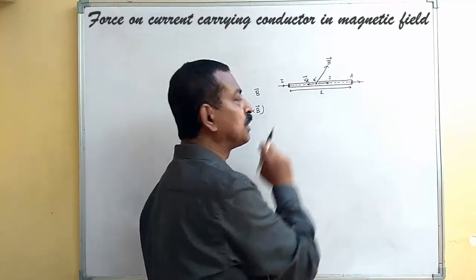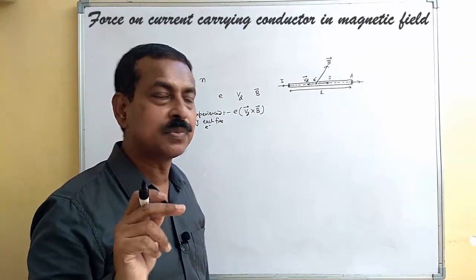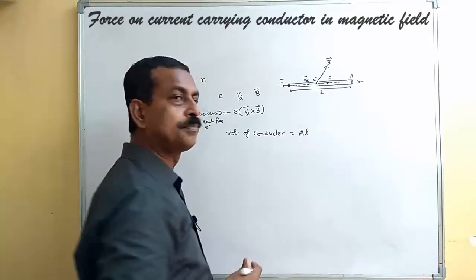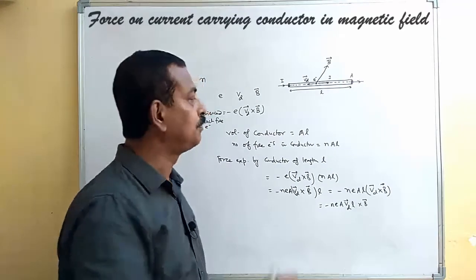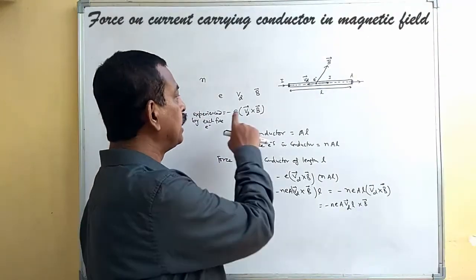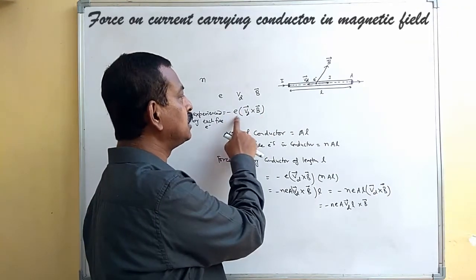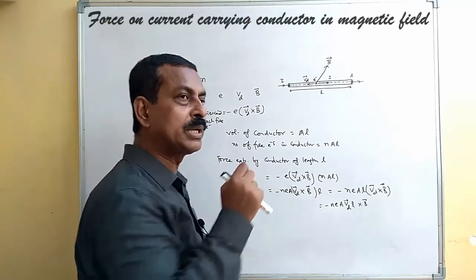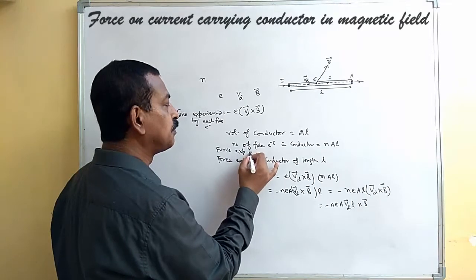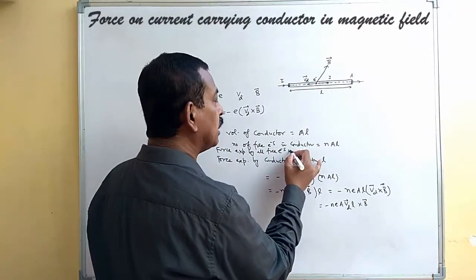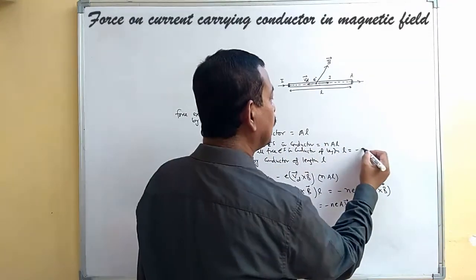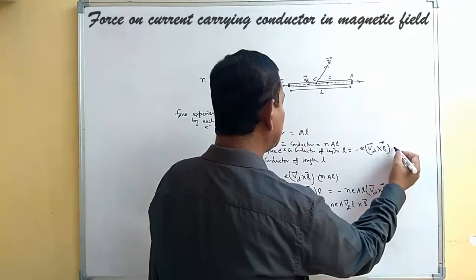Now, if we have taken L length of the conductor and area of cross section is capital A, the volume of the conductor will be equal to A into L. The number of free electrons in this conductor of length L will be n into A into L, because it is the volume multiplied by the number of free electrons per unit volume. Therefore, with force experienced by each electron as minus e Vd cross B, the force experienced by all free electrons in the conductor of length L will be minus e Vd cross B into nAL.